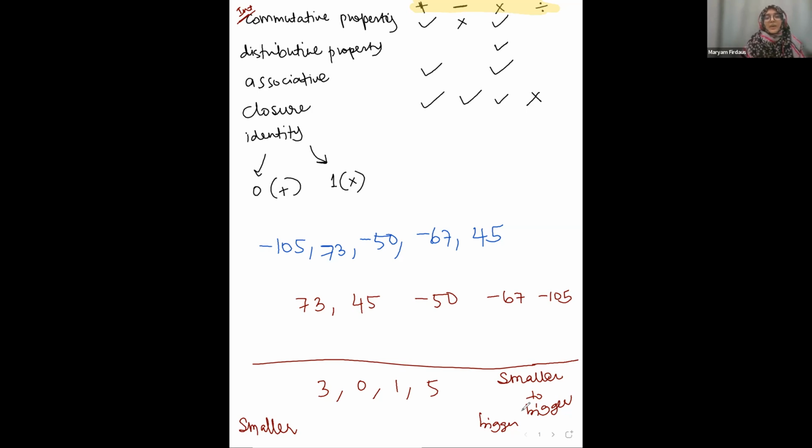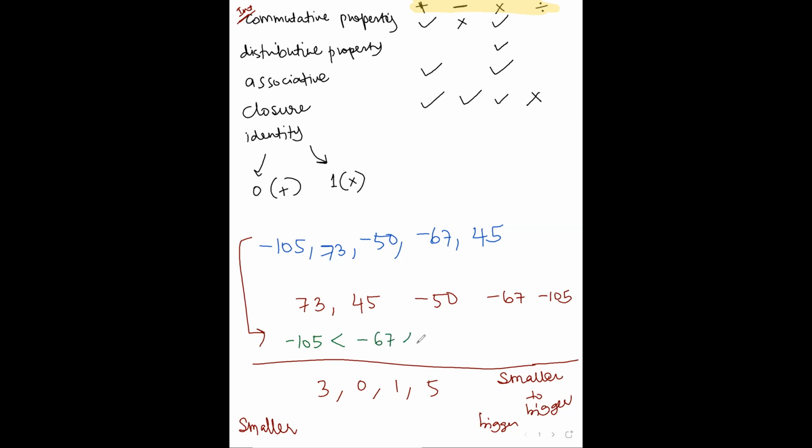Okay. So now can you tell me what the order will be for this? Minus 105 is less than minus 67, is less than minus 50, than minus 45, and then 73. Very good, very good. Okay, next question.